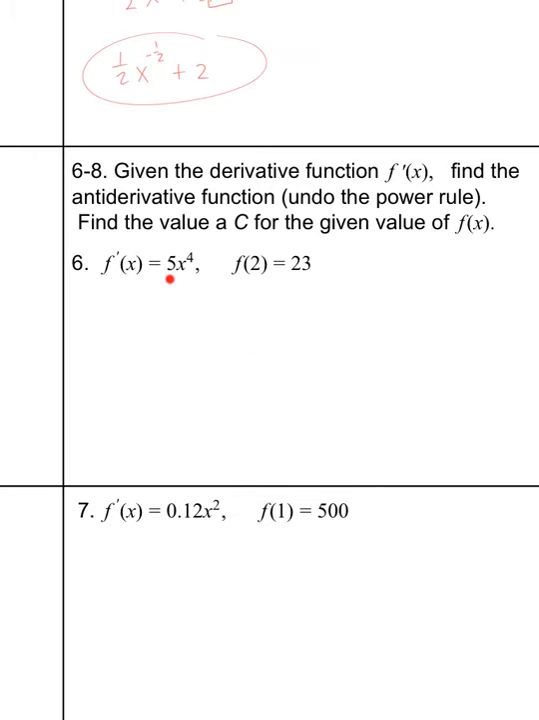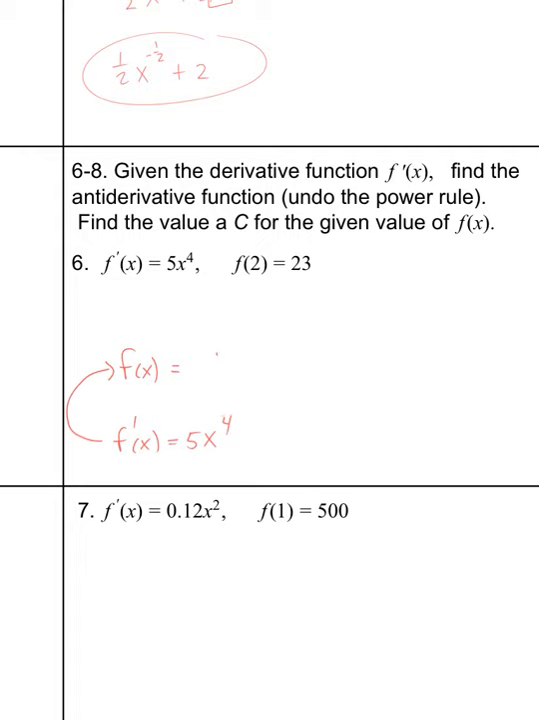Okay, number 6, we're going to find the antiderivative. We're given the derivative, that's f prime of x, and we want to go backwards and find the original function. So sometimes it helps us to write, I'm just going to go down here and write the derivative. The derivative is 5x to the fourth, and I want to go backwards and find the original function. Okay, so we're undoing the power rule. So instead of subtracting 1 from the exponent, we're going to add 1. So that's our first step.